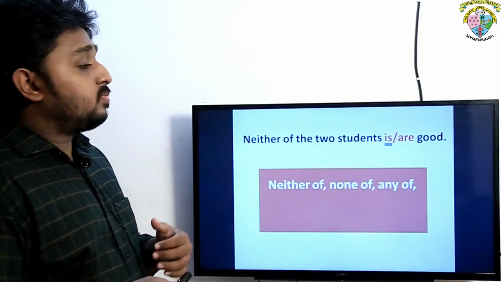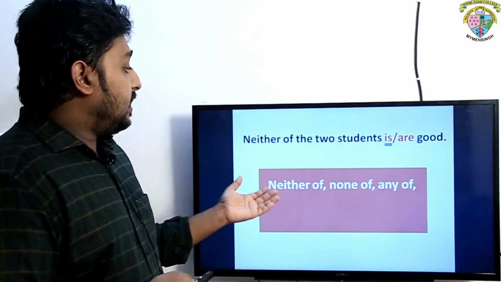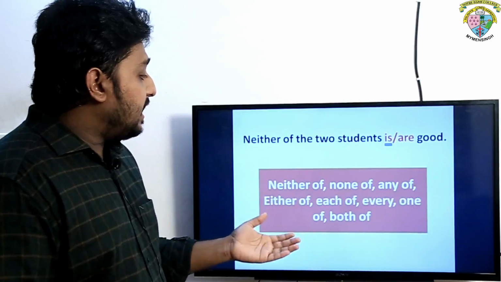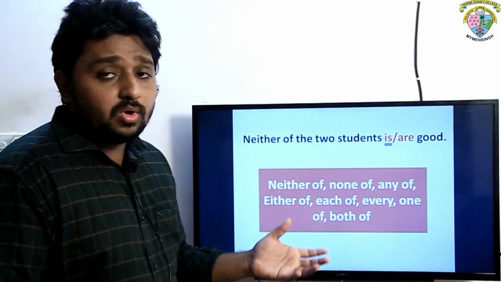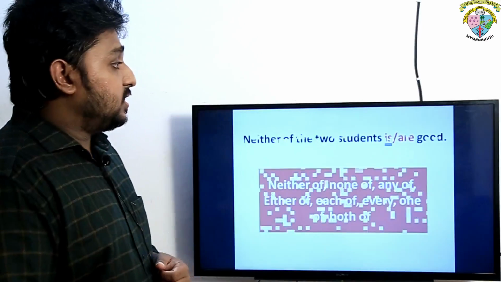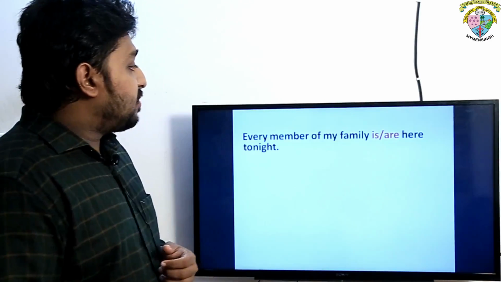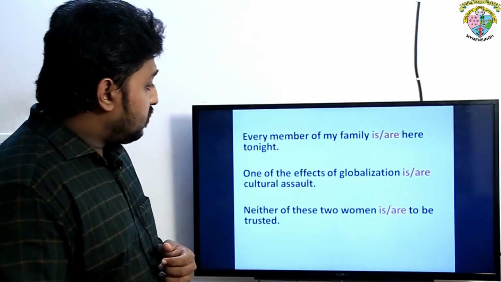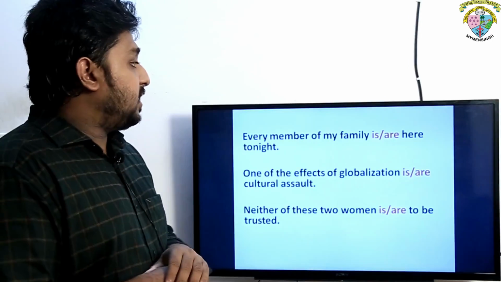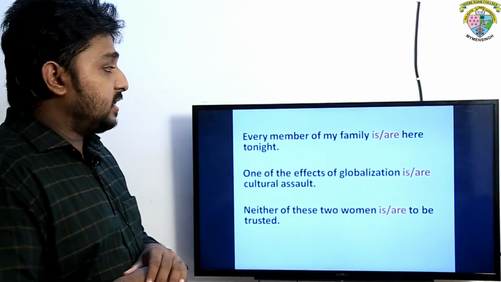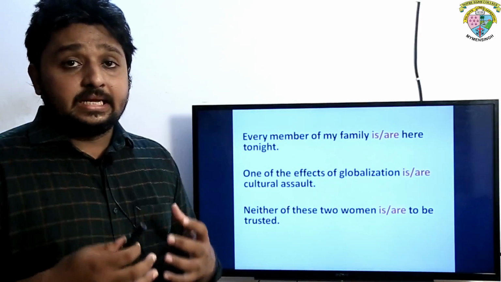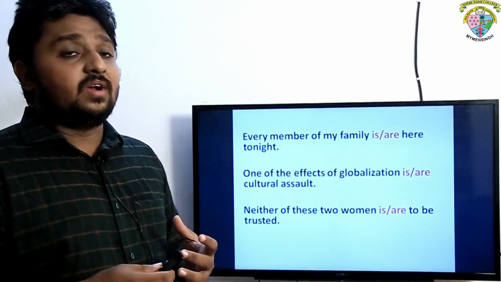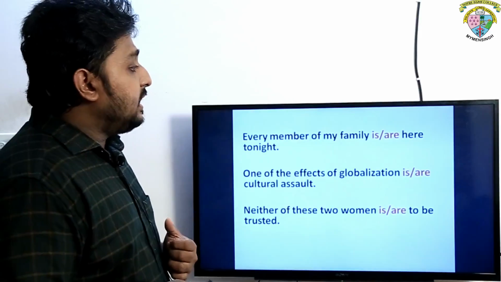So there are some others like neither of, none of, any of, either of, each of, every, one of, both of, etc. Let's see some more examples. Every member of my family is or are here tonight. Every member of my family. The rule tells us that we should select the singular verb. So the correct answer will be "is".